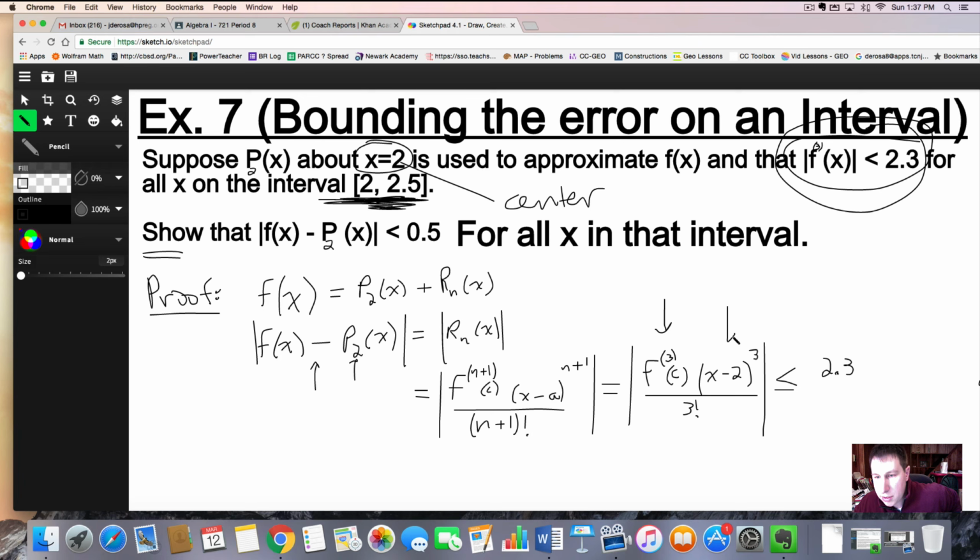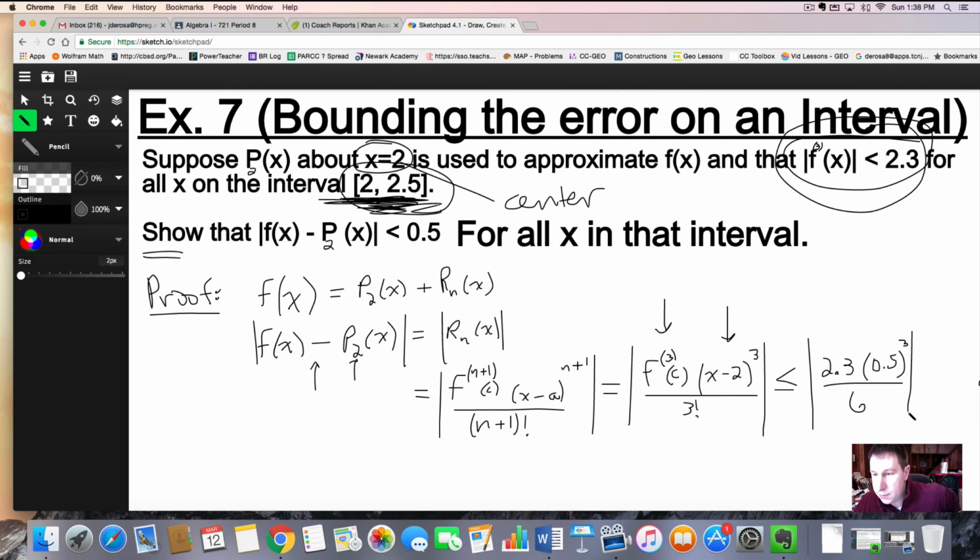But we also don't know this term. We don't know what x is, and since we want to bound, or find the maximum possible error that we can have, we want to maximize this term as well, x minus 2. So choosing from this interval, 2 to 2.5, how can we maximize this term? If you try a few different values, you'll see that 2.5 is the way to go. If you plug in x equal to 2.5, you'll get 0.5 in that parentheses, and that's the largest that term will be. And then we have over 3 factorial, which is 6.